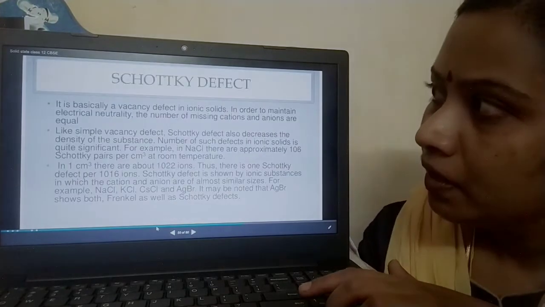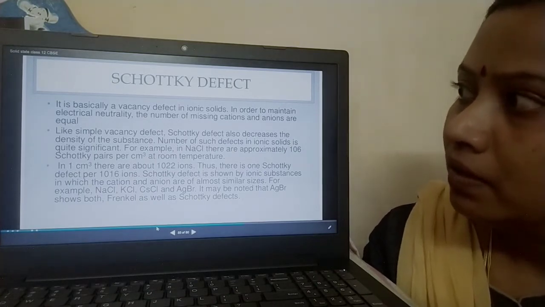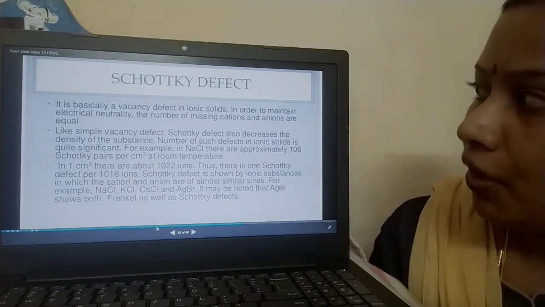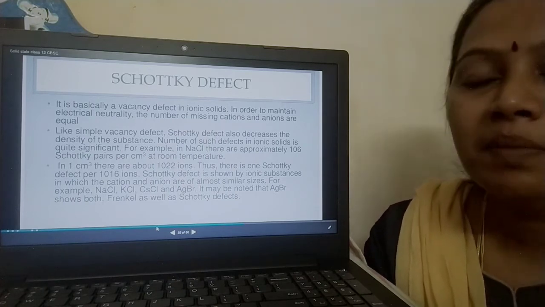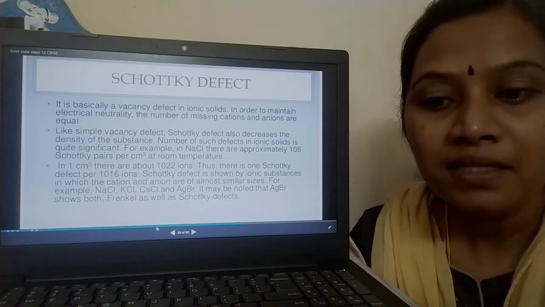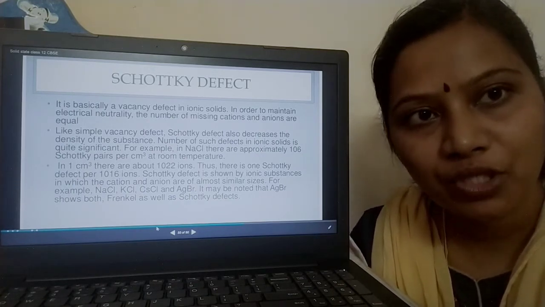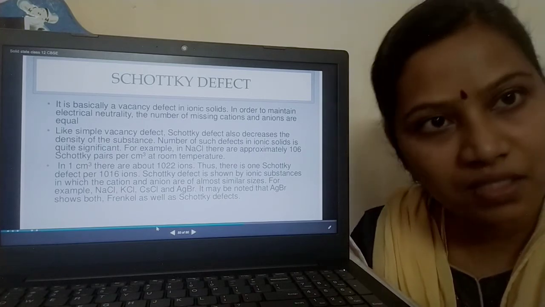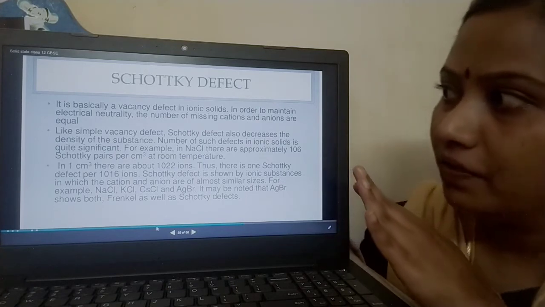Now Schottky defect. This is basically a vacancy defect in ionic solids. In order to maintain neutrality, the number of missing cations and anions should be equal. This we have already discussed. Since their intention is to maintain the electrical neutrality, we are going to give them a special name. Instead of vacancy defect and interstitial defect, we are going to call them Frenkel defect and Schottky defect.